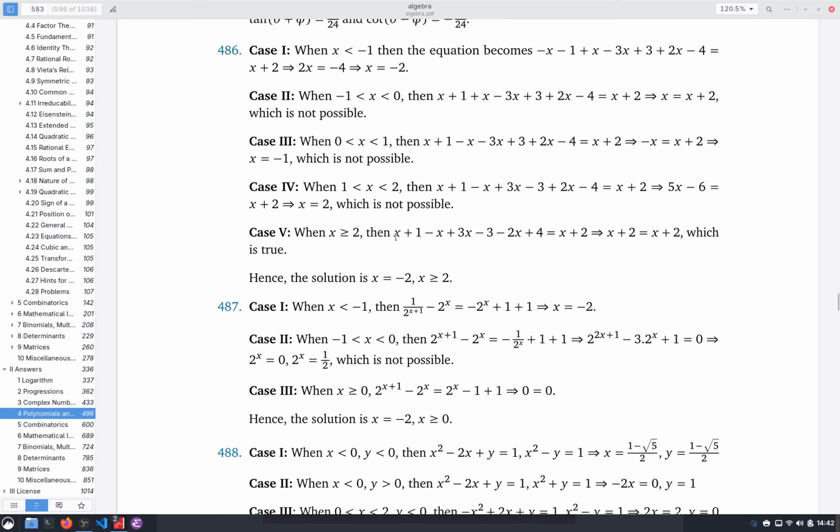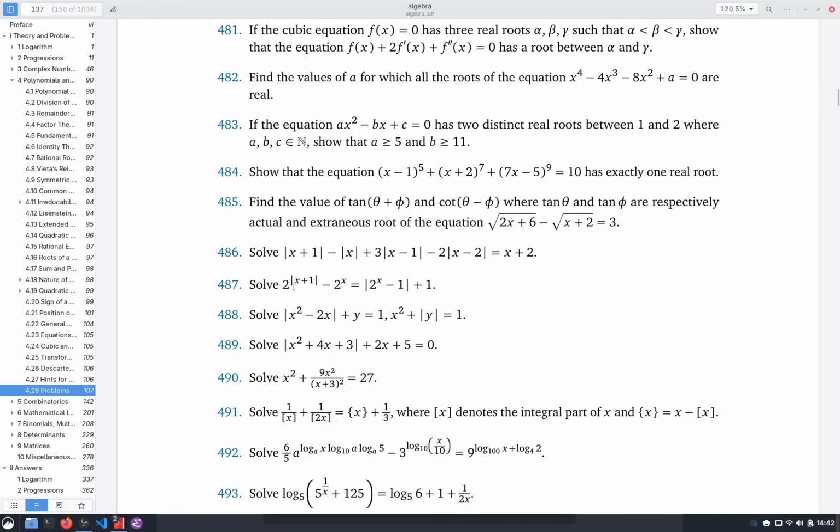And when x is greater than 2, we arrive at x + 2 is equal to x + 2, because in this case, all mods will be positive, and it is always true, which means for all values greater than 2, it will be correct. So the entire solution set is x is equal to -2, and x greater than or equal to 2.